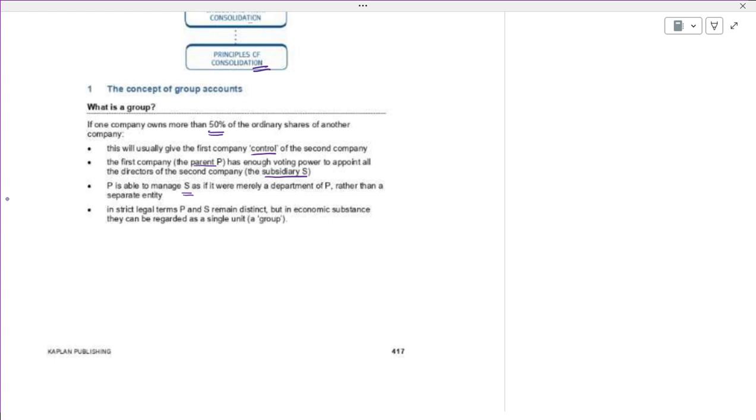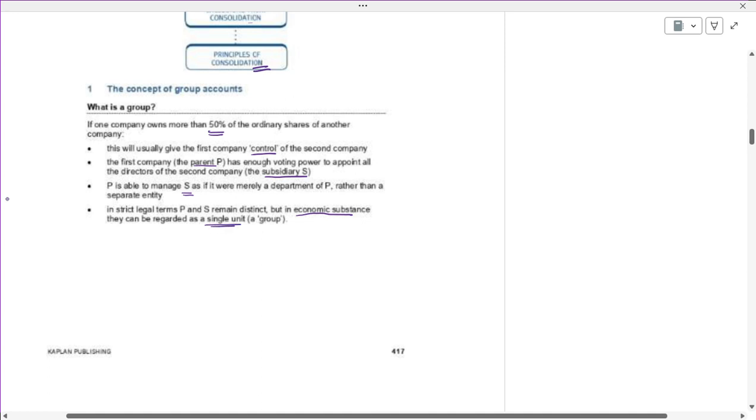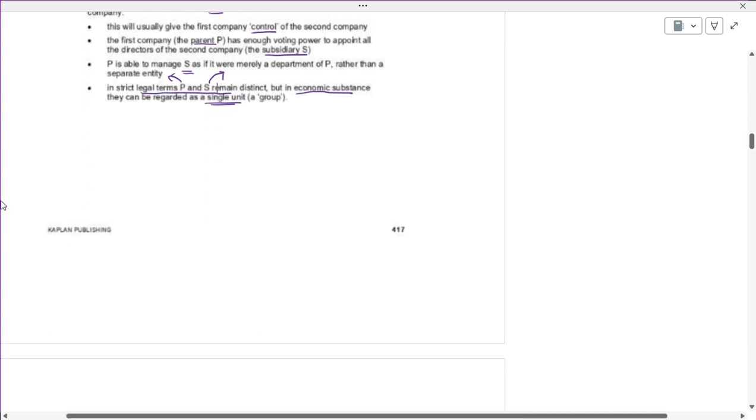Once it is merged, in strict legal terms they remain distinct, but in economic substance they can be recorded as a single unit. In legal terms, they are unique. They say, what is my share? When you talk about legal terms, you are talking about the share of the parent company and the share of the subsidiary.